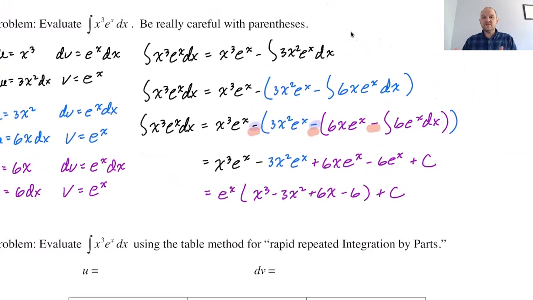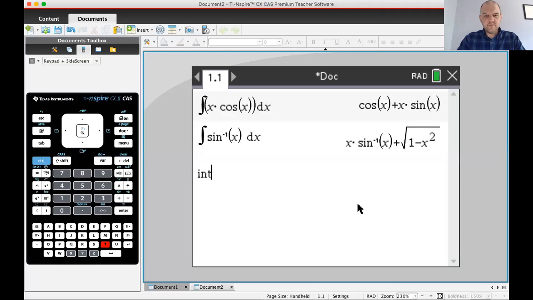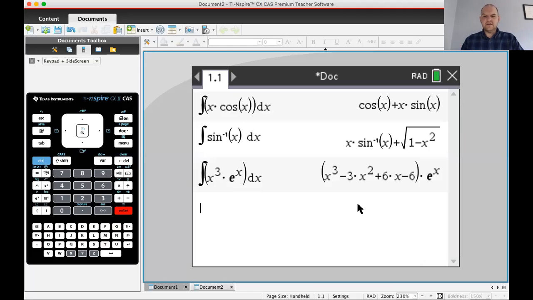So we're saying if we took the derivative of this thing, we would get back to x cubed e to the x. Seems insane. Let's find the antiderivative, mostly because I don't want to type in that whole thing to find the derivative. I'd rather do the integral of x cubed e to the x. So we get x cubed minus 3x squared plus 6x minus 6, and then times e to the x.